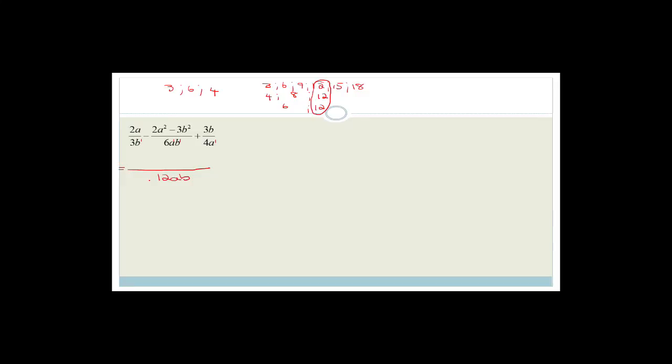So we don't have to worry about anything bigger than that. Now, we're going to do this nice and slowly. We're going to divide the denominator, this denominator, 3b, into this. And then whatever's left, we're going to multiply by 2a.